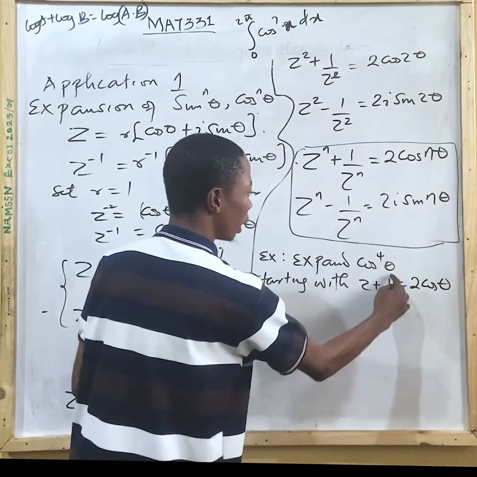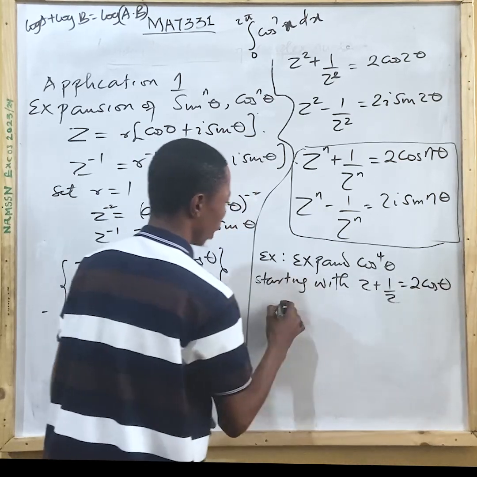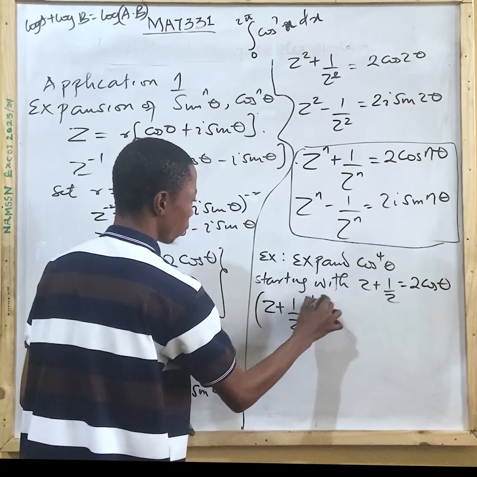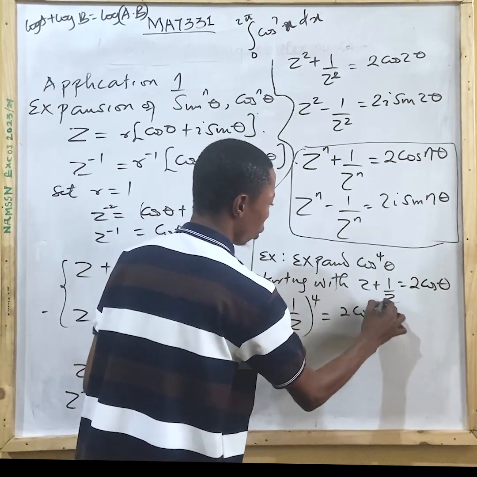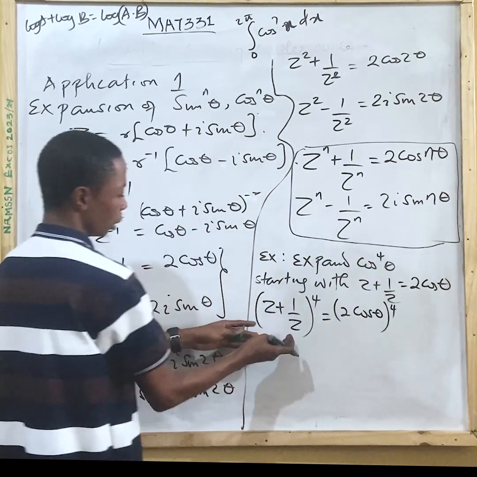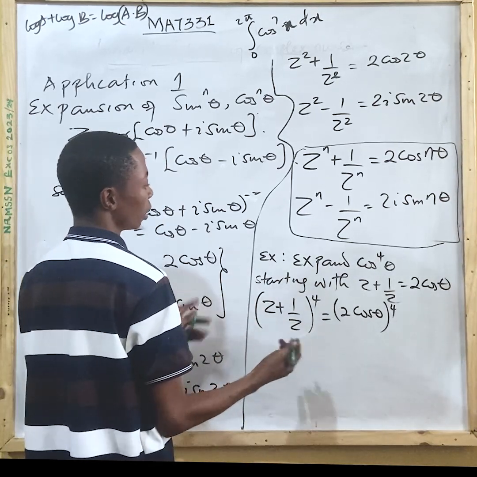So if I now take the fourth power of both sides, if I take the fourth power of this side and this side, I'm going to have (z + 1/z) all raised to power 4 equals (2 cos θ) all raised to power 4 as well. So I will now expand what I have on the left hand side using my binomial expansion.